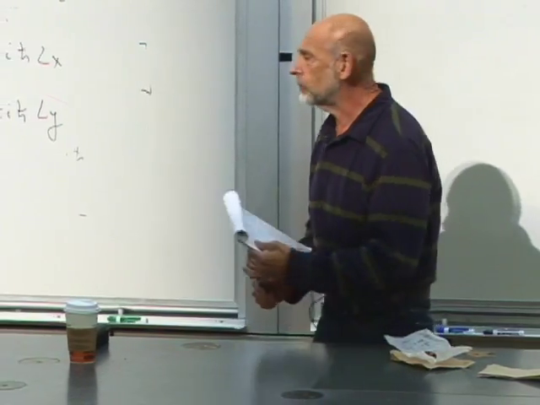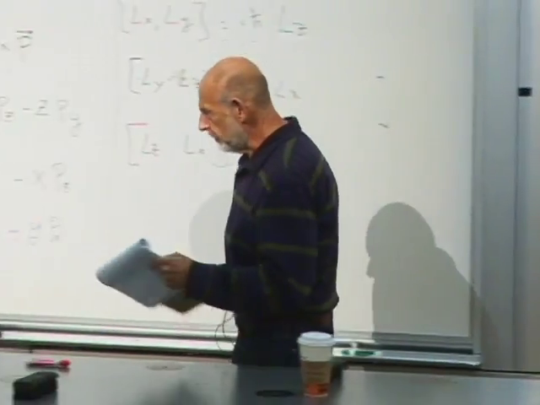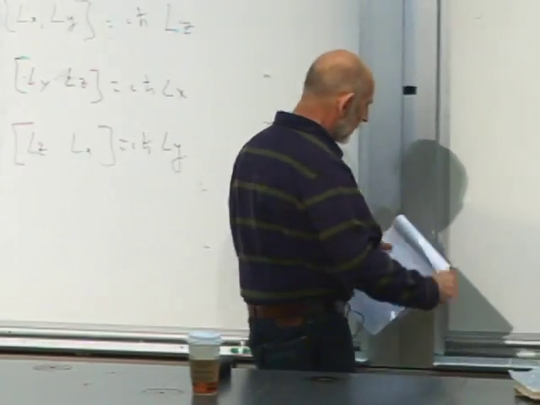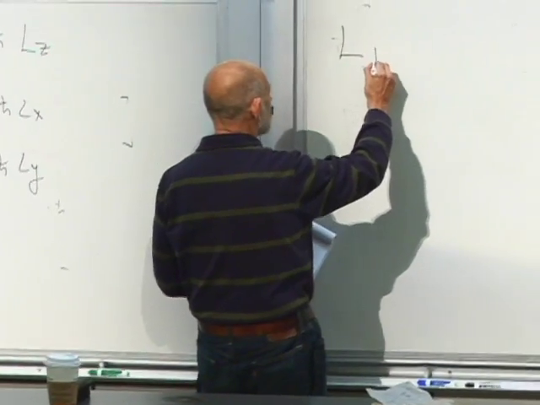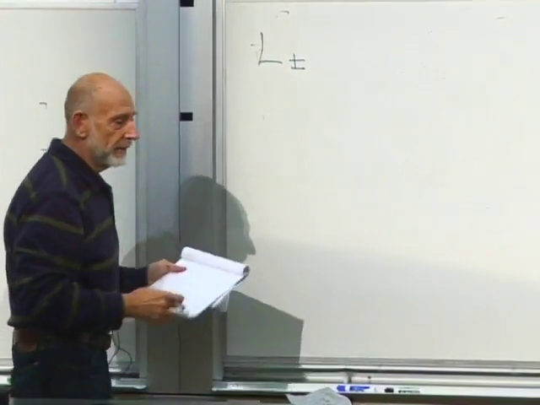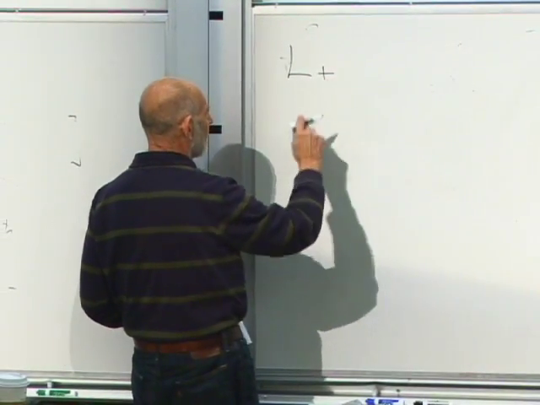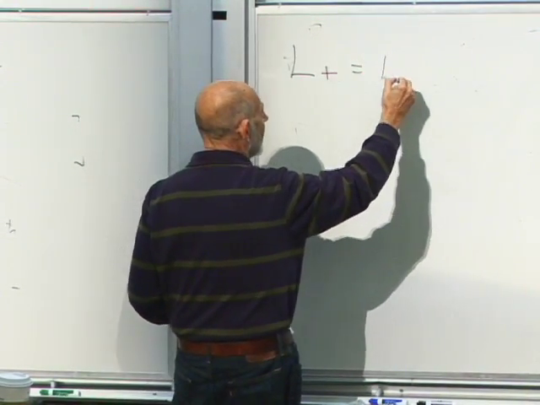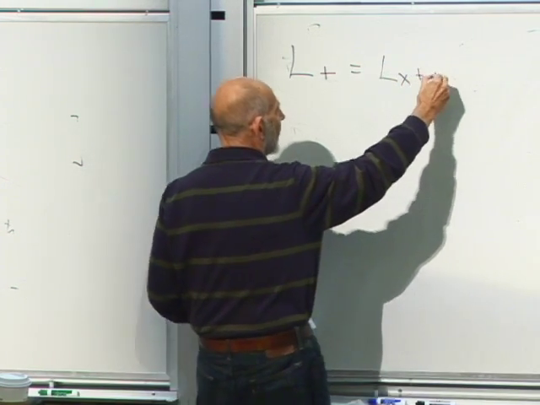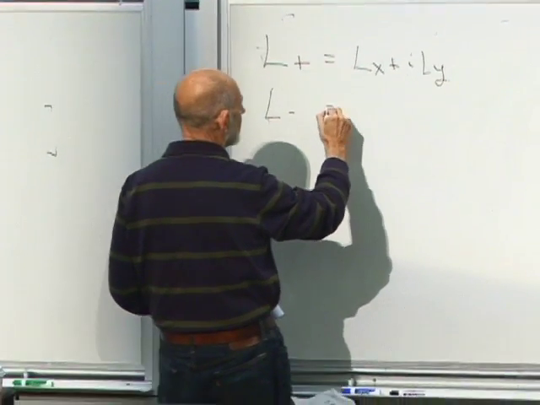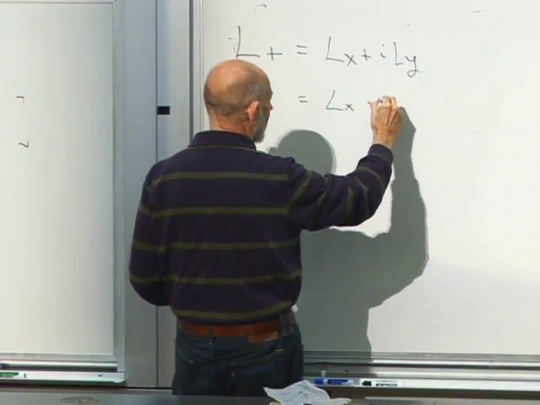All right, now we're going to invent two new operators, which are very simply related to these, simple as possible. They're called L plus and L minus. There are two of them. Let's write them down, L plus and L minus. L plus is equal to LX plus i LY. And L minus is equal to LX minus i LY.